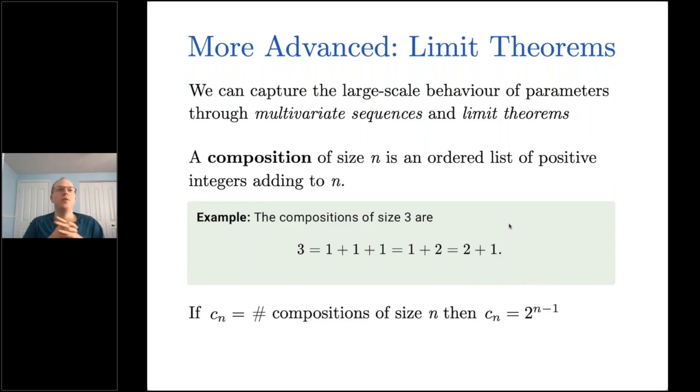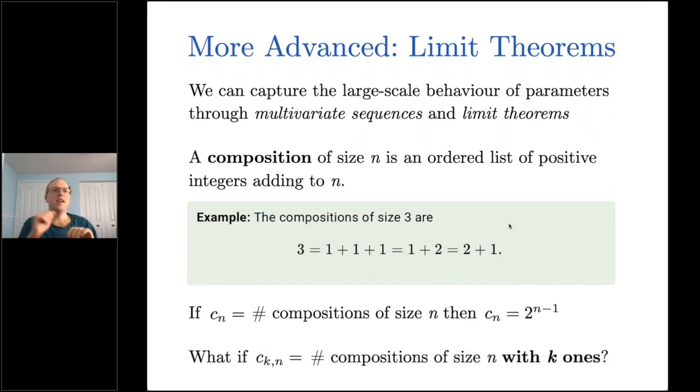And it turns out, we'll see later how to prove this, if Cn is the number of compositions of size n, then Cn is 2 to the n minus 1. So there are 2 to the n minus 1 compositions of size n, as long as n is bigger than or equal to 1. That's a very nice result. Again, we'll see a slick way of proving this near the end of the talk.